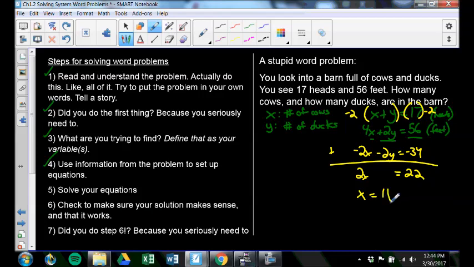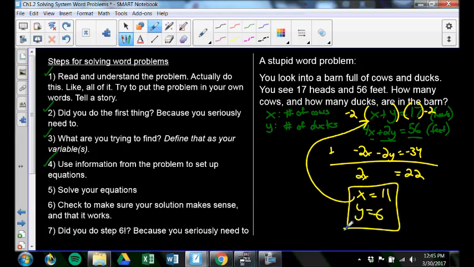If you don't remember how to solve by substitution or elimination, you can watch my last video, which I'll link below and might appear on the screen right now magically. Now if x equals 11, I'm going to plug that back in up here. If x equals 11, y must be 6. There are going to be 11 cows and 6 ducks.